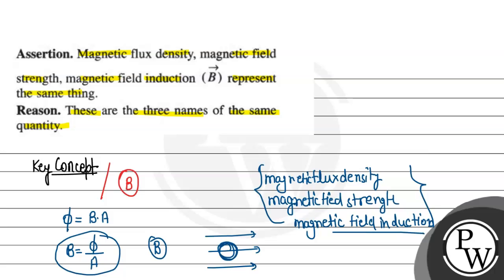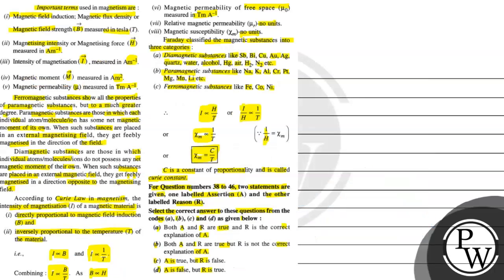So here we can say that the assertion is true and the reason is also true, and the reason is the correct explanation of the assertion. So code A is the correct answer here. I hope you understand it.